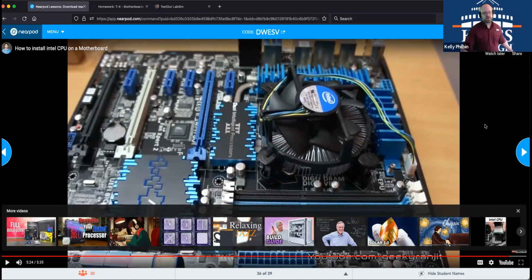So other than the whole handling the chip with your hands thing, pretty good visual as to what goes into installing the CPU, getting it in, lining it up with the notches and the triangles, and then installing your heatsink and fan. In this particular one, the heatsink and the fan were a single unit. Many times in the real world, it may not be a single unit. It may have a heatsink and then a fan on top of it.